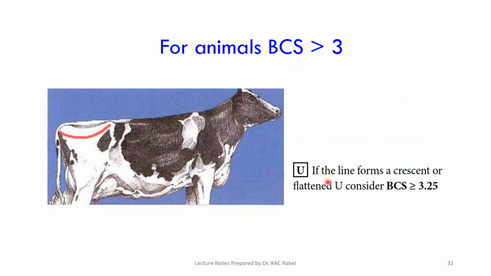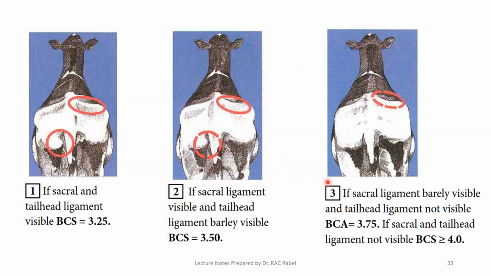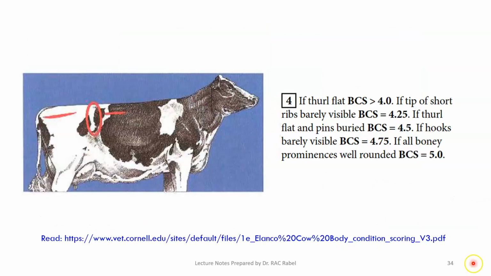Then you look at certain other anatomical landmarks. So if you see this, it's 3.25. That is what you see, it's 3.5. If that is what you see, it's 3.75 or higher, and so on.